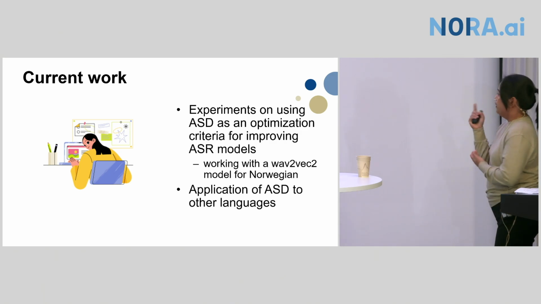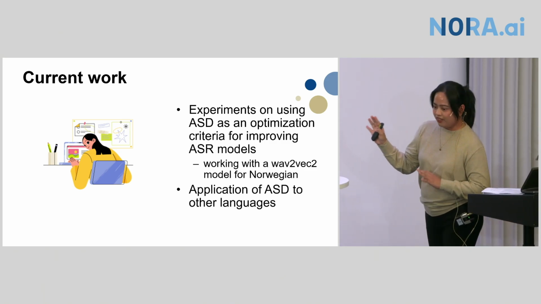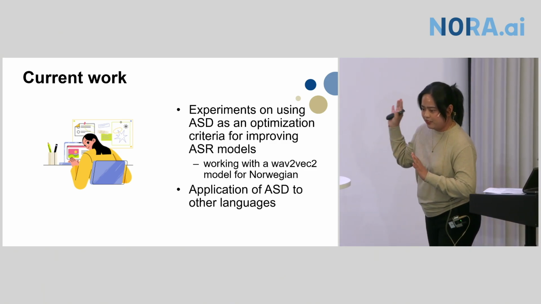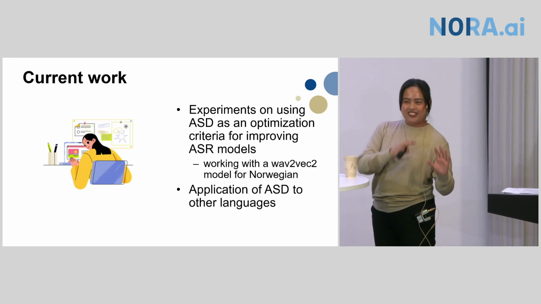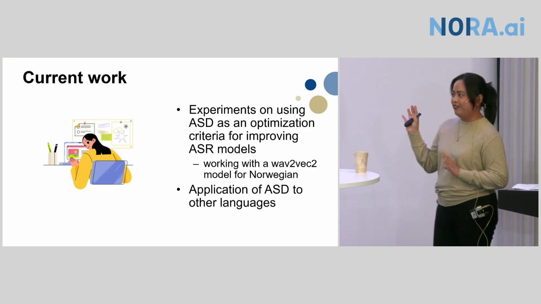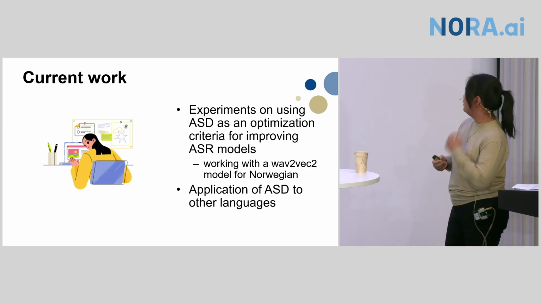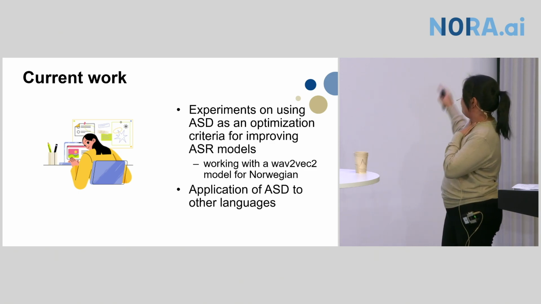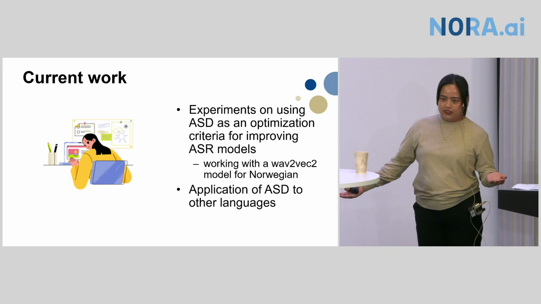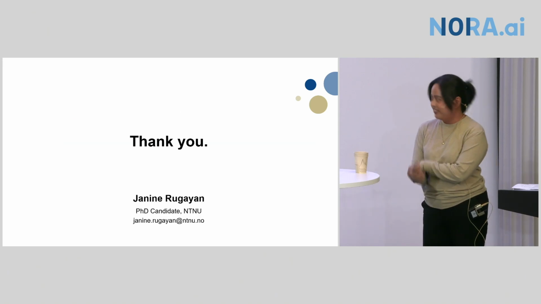So I've been working with the wav2vec2 model simply because it's what I started with before. I know there's Whisper now, but I've been working with the wav2vec2 model to use ASD as part of the optimization criteria for it. And another part of my work is that I want to apply it to other languages, of course.